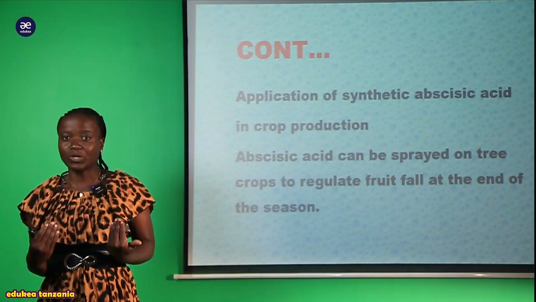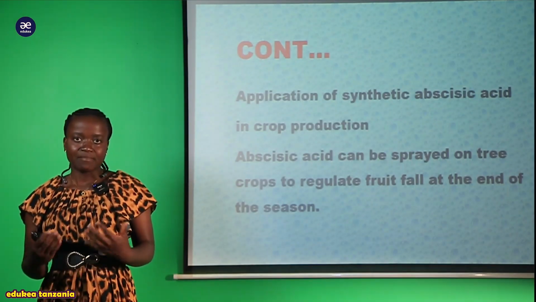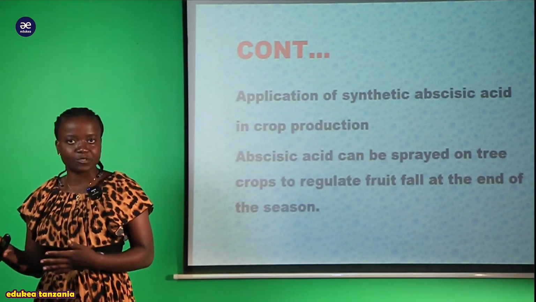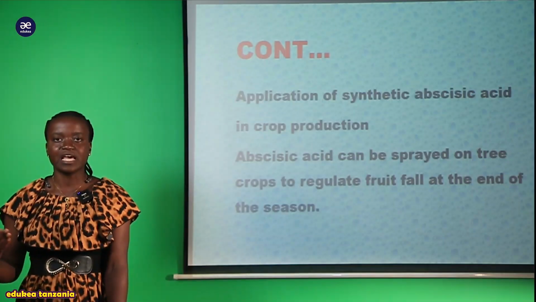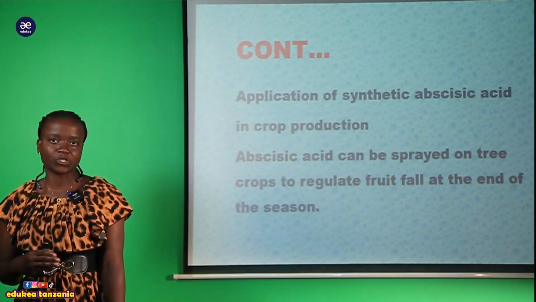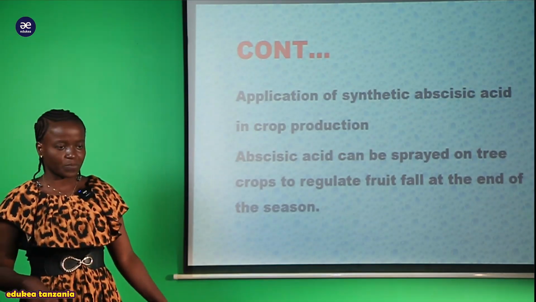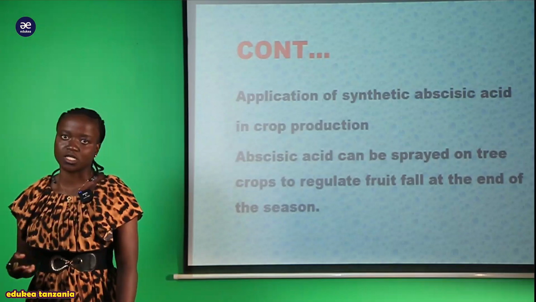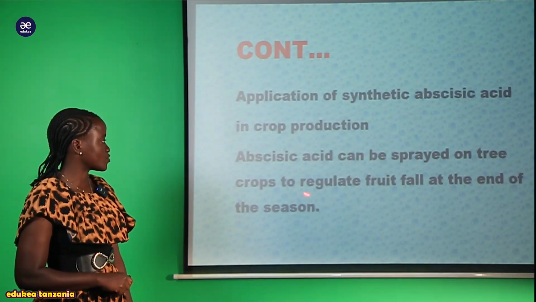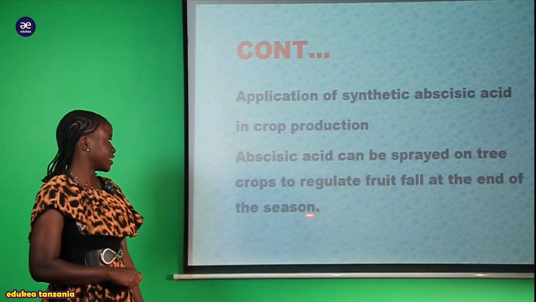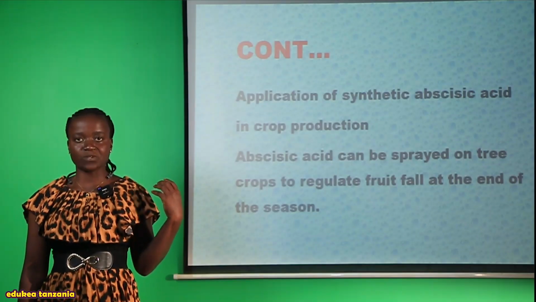That is a natural abscisic acid inakuwa inapatikana ndani ya plant, but scientists investigated more and they produced this synthetic abscisic acid. So what is the function, or what is the application, of this synthetic abscisic acid in crop production? Here we are talking about agriculture in general. So this abscisic acid can be sprayed on tree crops to regulate the fruit fall at the end of the season. So hii abscisic acid, first it can be applied within the tree.